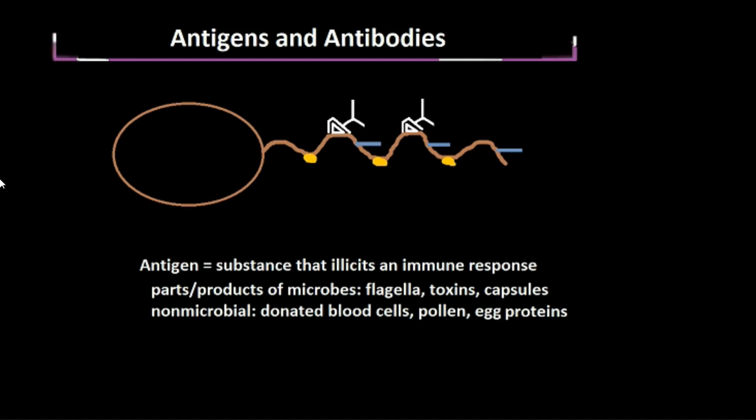produce antibodies. In this diagram that we have here, we have a bacterial cell and its flagella. So in this image and throughout this video, this is the example that we're going to be using. And in this case, the antigen here is the flagella.